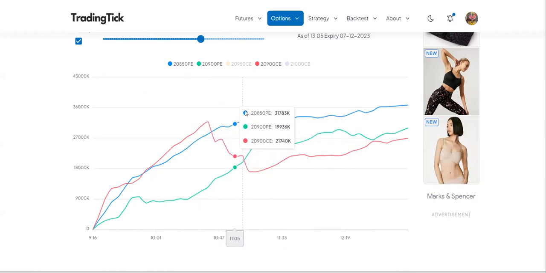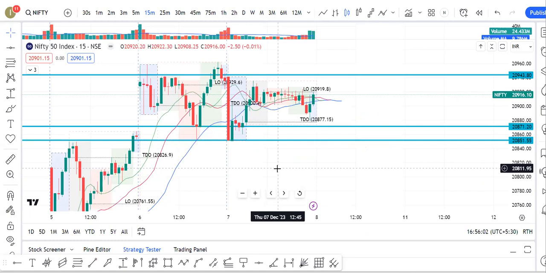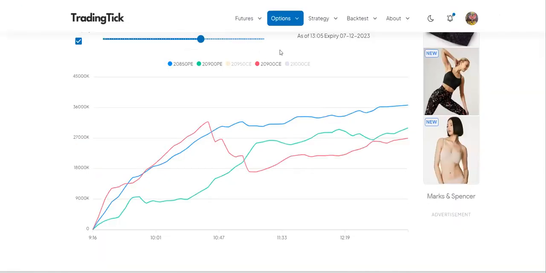And these put options started moving up. In this way, you can cross check with this trending OI. This is actually in tradingtick.com.